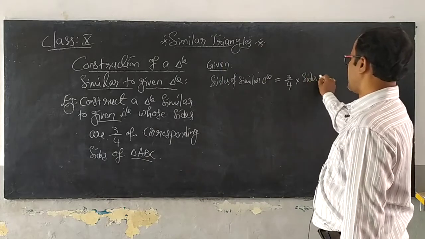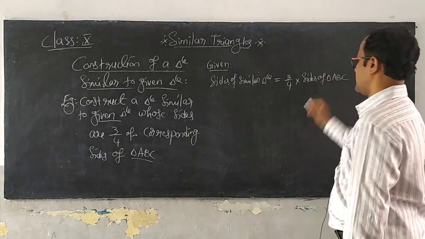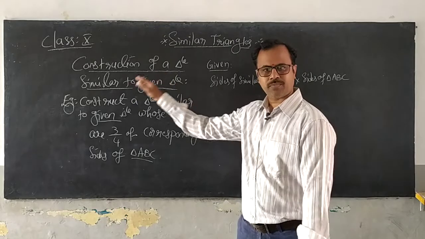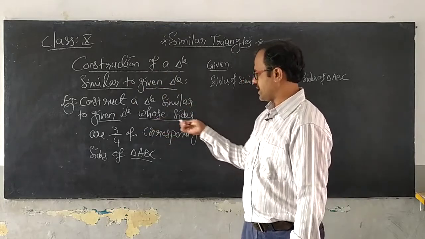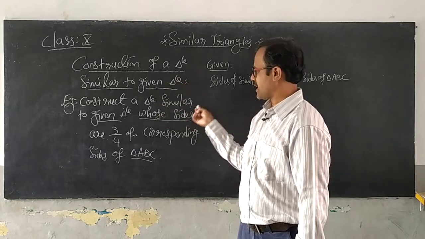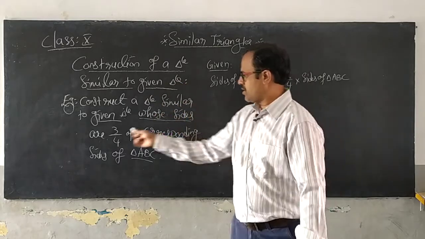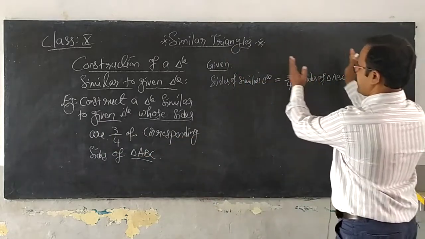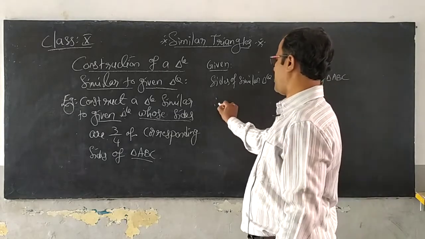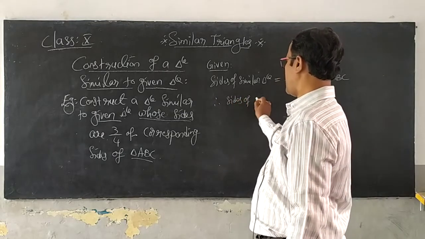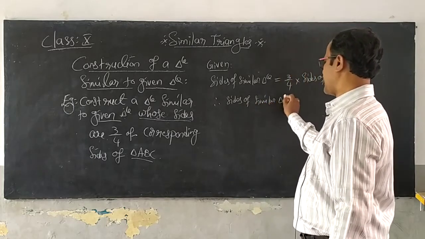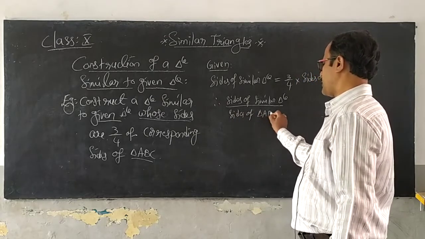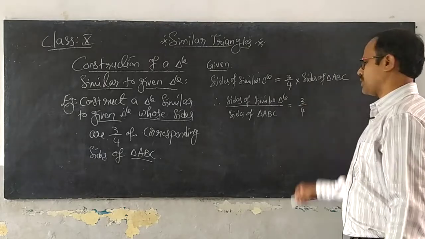That means I write sides of triangle ABC. This is what I have written from the given question. You must be very careful in understanding whose sides; whose represents the similar triangle. The similar triangle sides are 3/4 of the corresponding sides of triangle ABC. Now I take this part, sides of triangle ABC, to the left side. So you write sides of similar triangle by sides of triangle ABC is equal to 3/4.